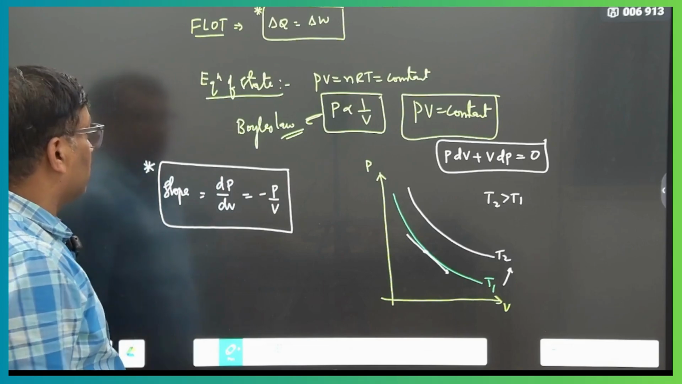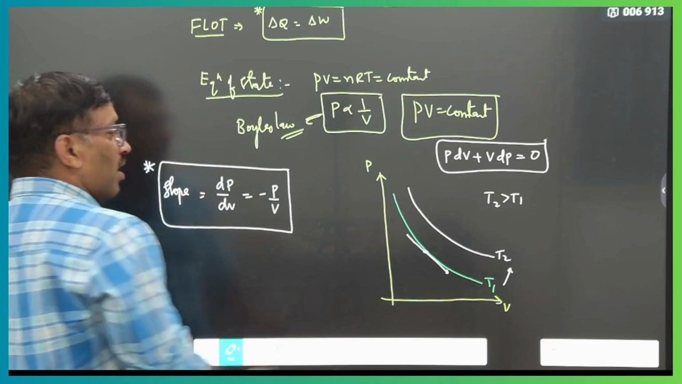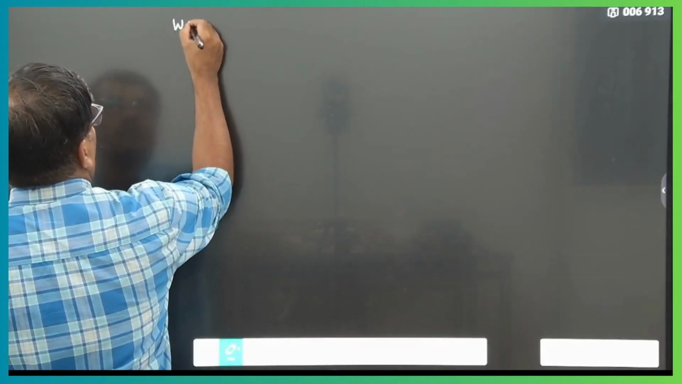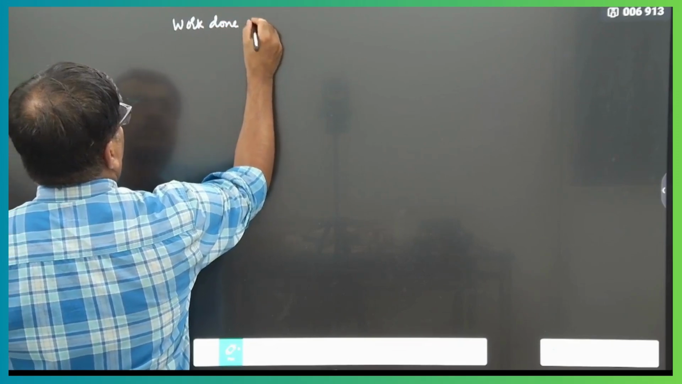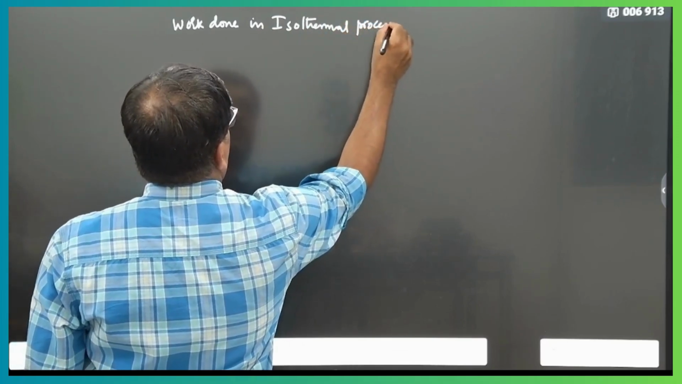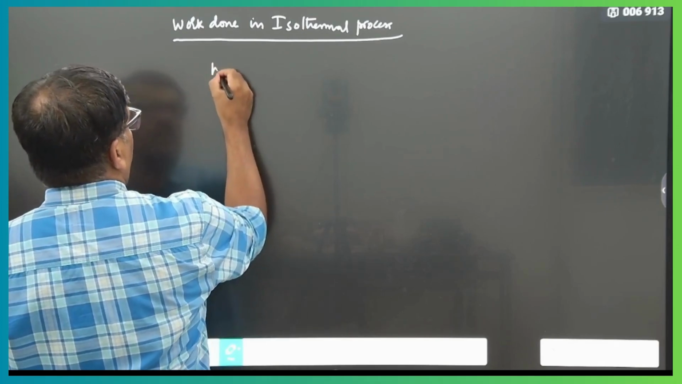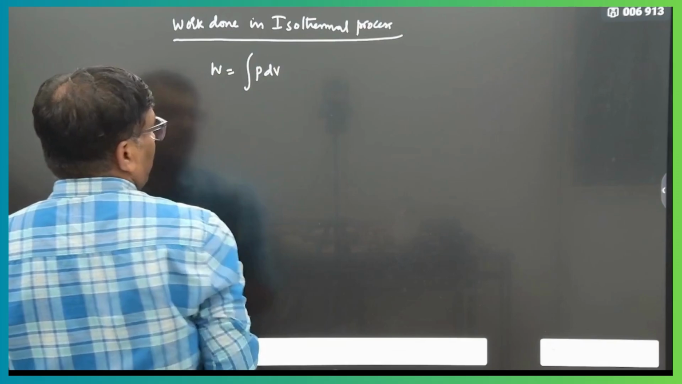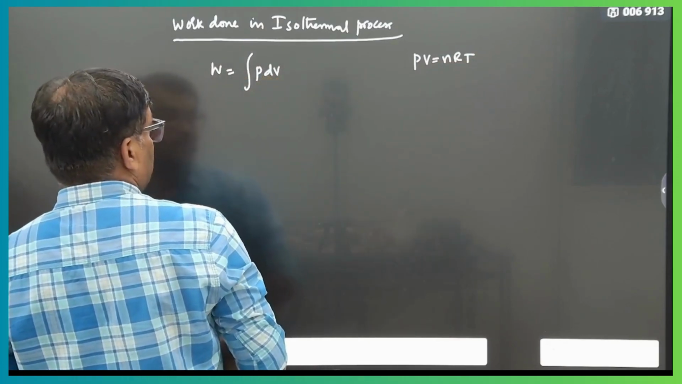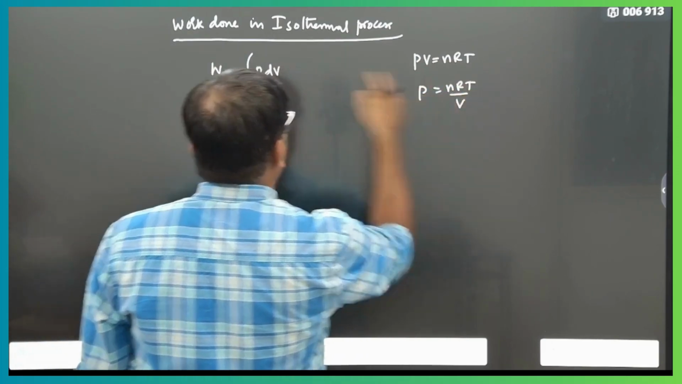Clear? So now we can calculate the work done, or the area under the isotherm curve. Work done in isothermal process. This is important. What is the formula for work done? Integral P dV. But we know that PV is equal to nRT, so I can write P as nRT by V. I will substitute it here.